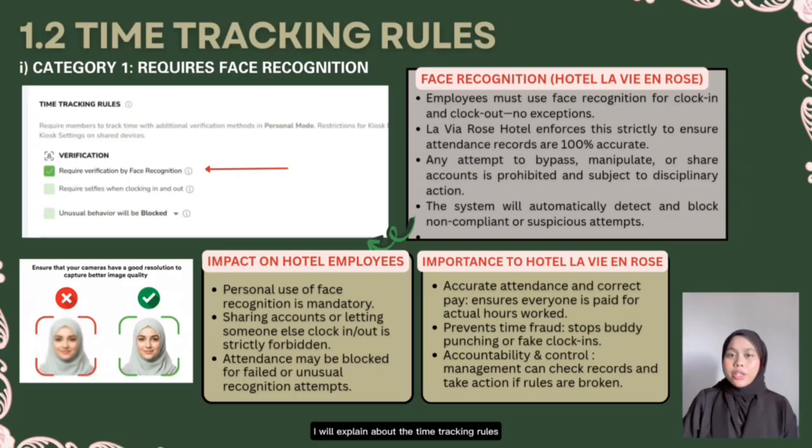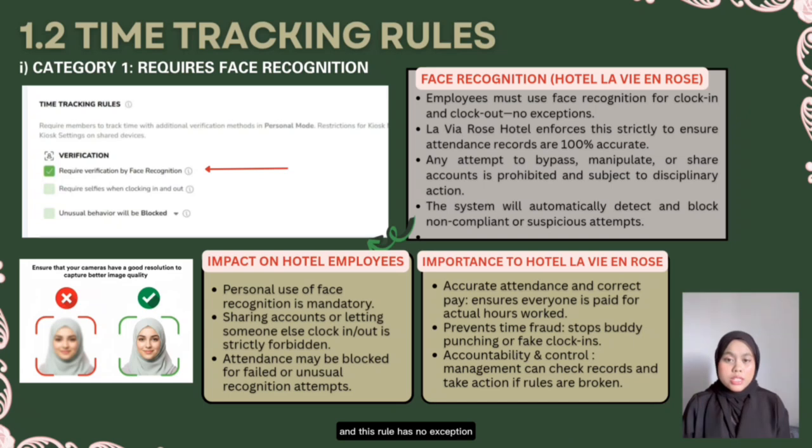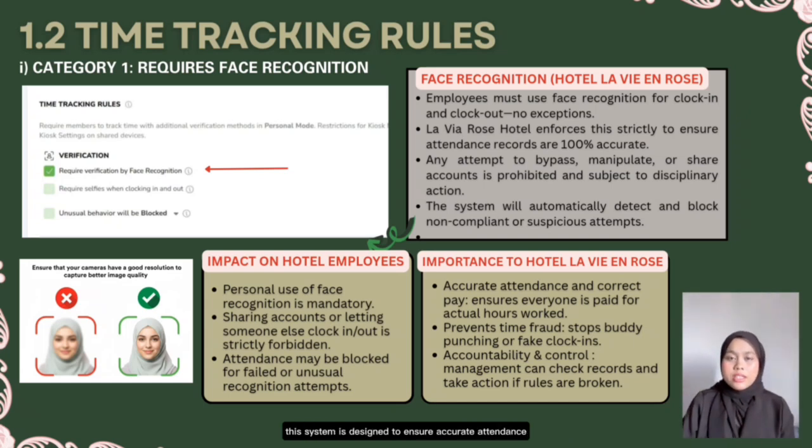I will explain about the time tracking rules, specifically category 1, which is face recognition rules at Hotel Lavian. So, all employees must use face recognition to clock in and clock out, and this rule has no exception. The system is designed to ensure accurate attendance and correct working hours. Face recognition is for personal use only, and sharing account, clocking in for someone else, or trying to bypass the system is strictly prohibited and may result in disciplinary action.